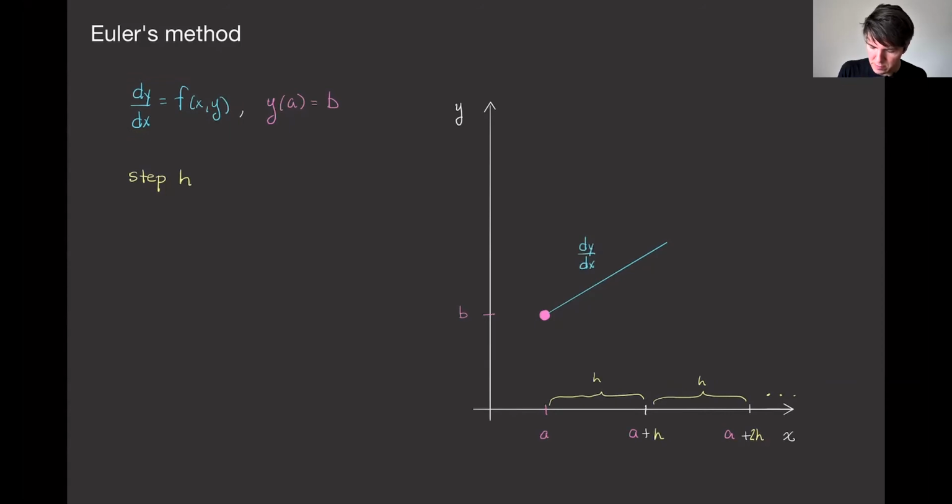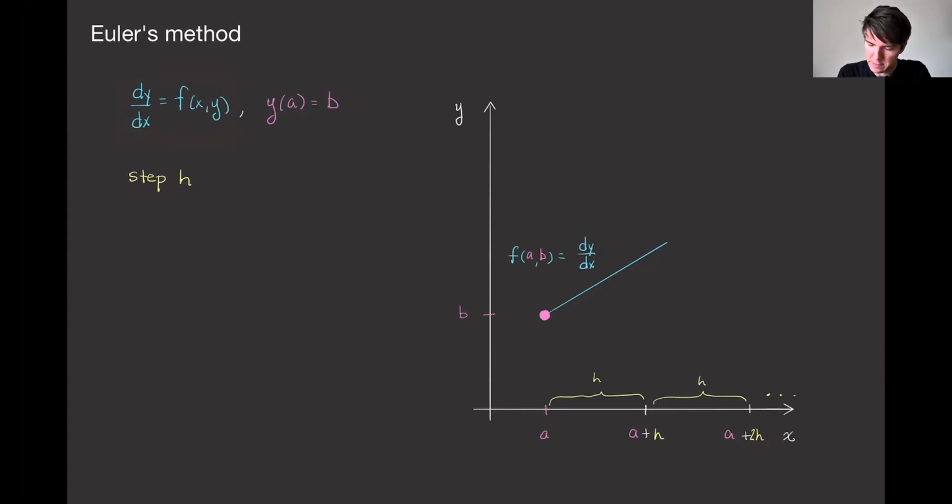That's going to be equal to f, just by definition, because dy/dx is given by this formula. In particular, we're going to be looking at the point (a, b). So at the point (a, b), if you plug that into the function, you get a value, and that gives you the slope. So that gives you this cyan line here.